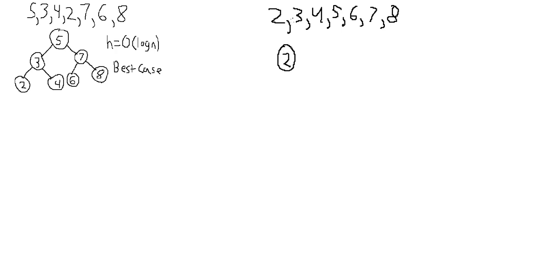Next, we'll insert the 3. 3 is greater than 2, so we put it into the right subtree. Next, we can insert 4. Sorry, 4 is greater than 2, and then we look at the 3. It's greater than 3, so we put it into the right of the 3. Next, we have 5. 5 is greater than 4. I'm sure you'll see the pattern that each number just ends up getting inserted into the right subtree of the previous number inserted.